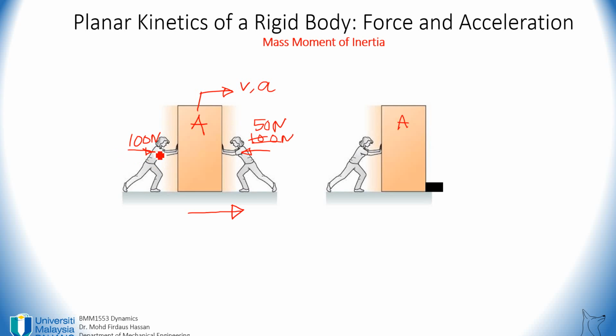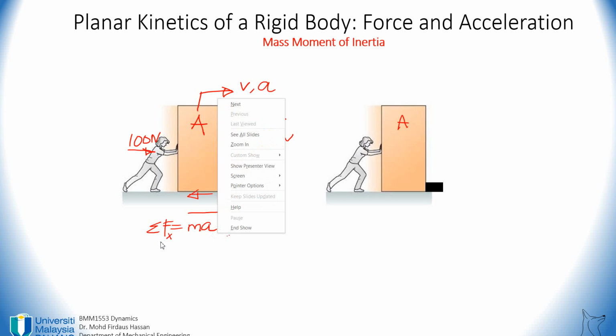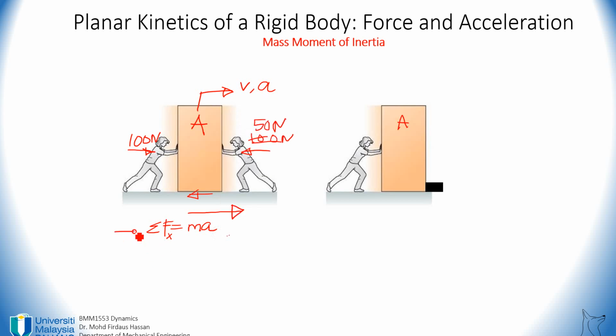You can say that the summation of F is equal to MA. First we ignore the friction force. So the summation of force in X is equal to M A_x. To the right is positive. So we have 100 Newton minus 50 Newton equals M times A.